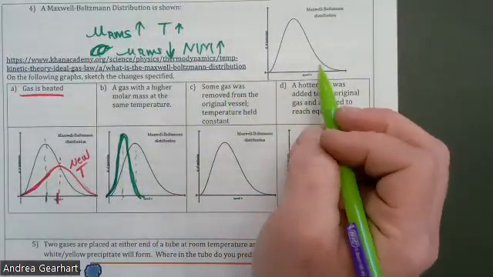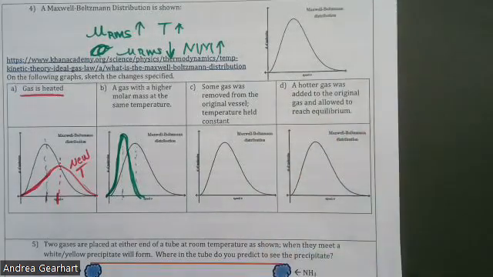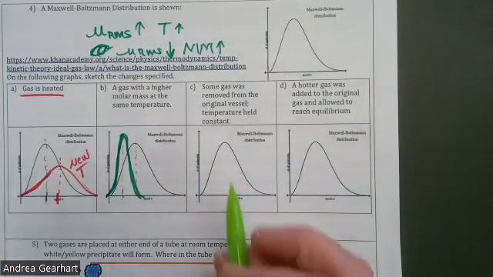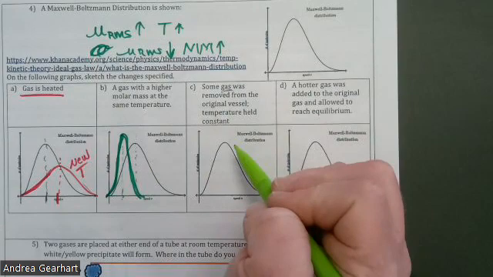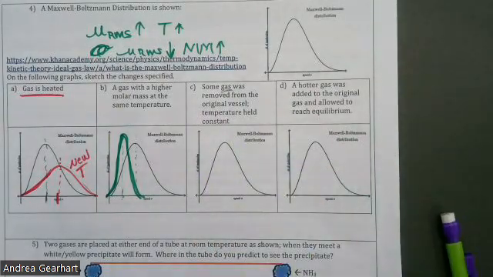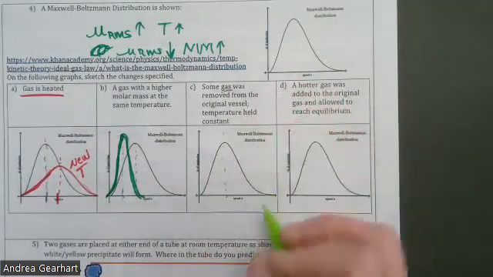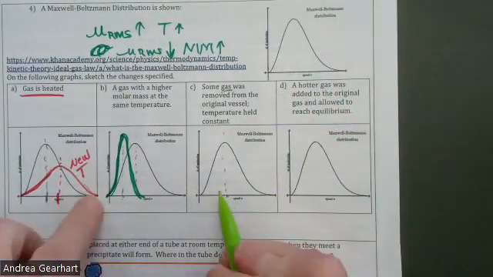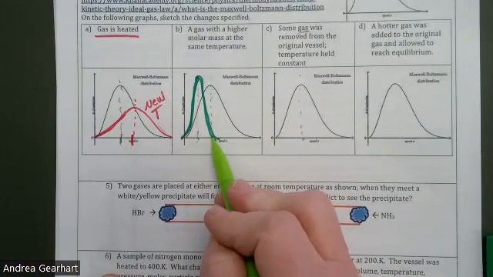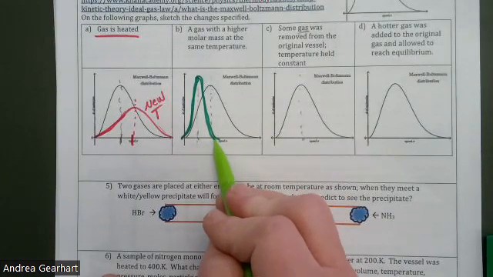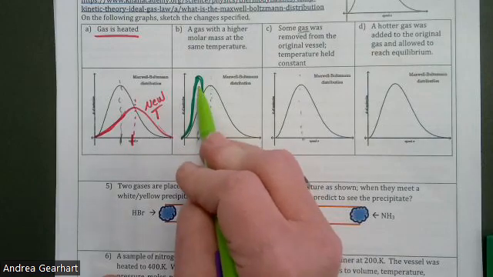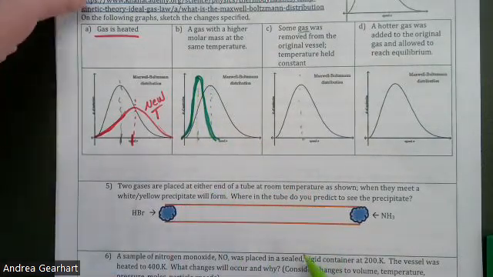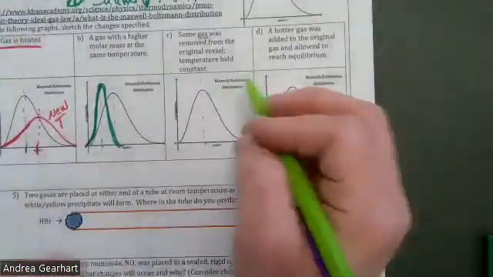Some gas was removed from the vessel. Temperature held constant. Some gas was removed. So our number of particles is going to change, but temperature, same average. Now, I hope we understand why we had to show a lower speed. The reason for the lower speed is because of the greater molar mass, not a change in temperature. Okay, but here, same temperature.